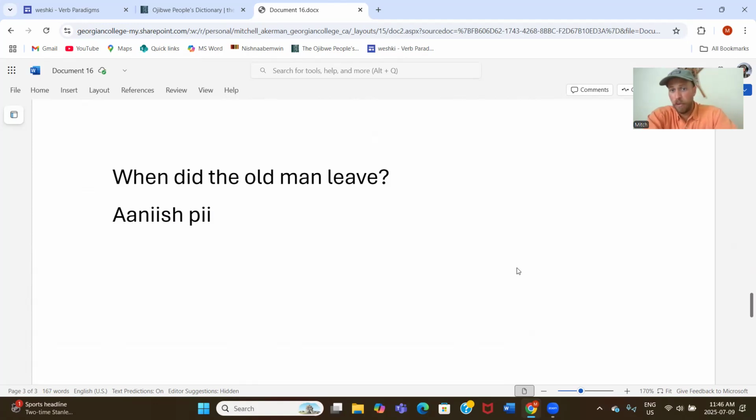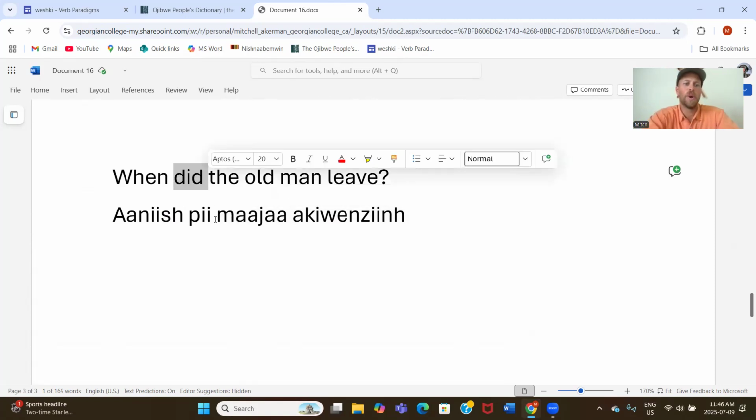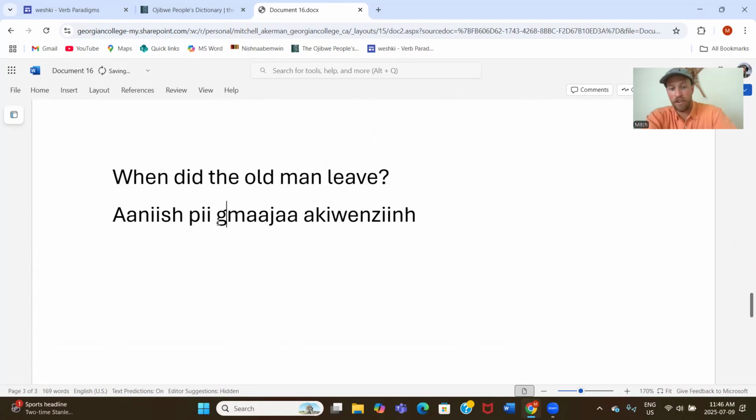Then we're going to use the verb. Maja is to leave. Then old man is Kiwanzi. So you need to deal with the verb. It needs to be in C form, but it's when did the old man leave? So put your tense marker on first because you're going to see what happens and why that's important.